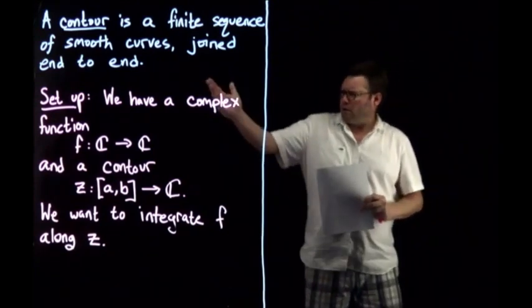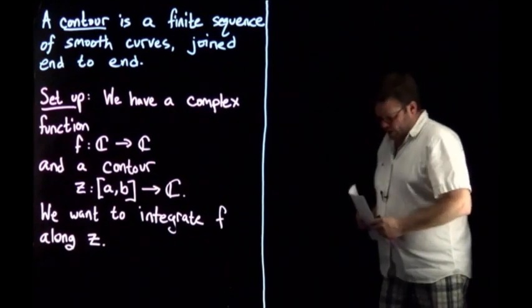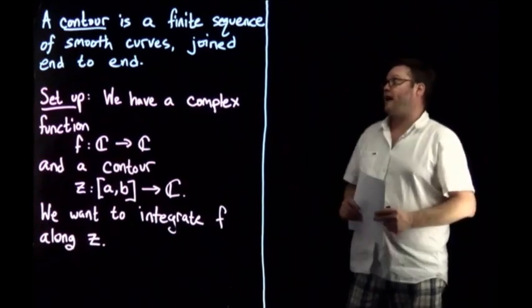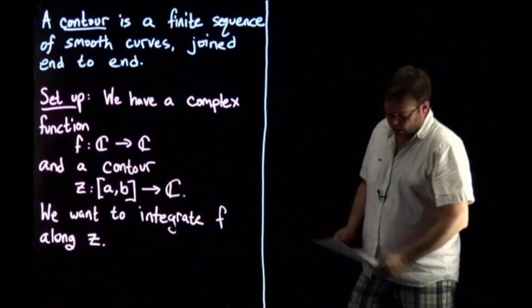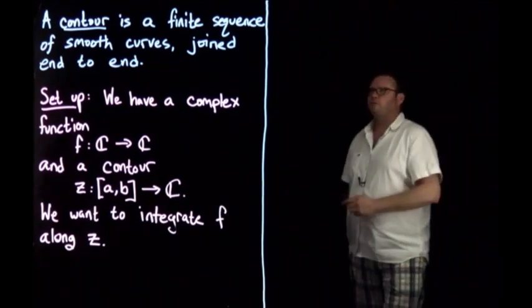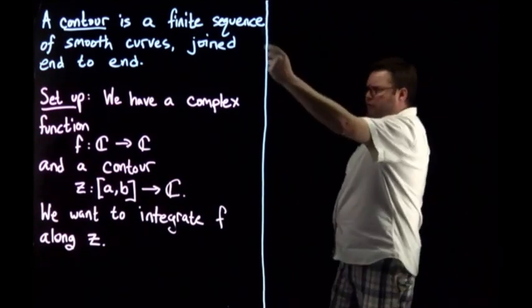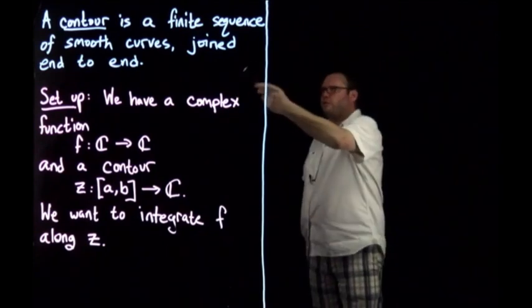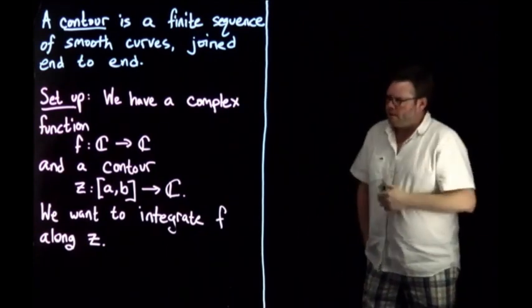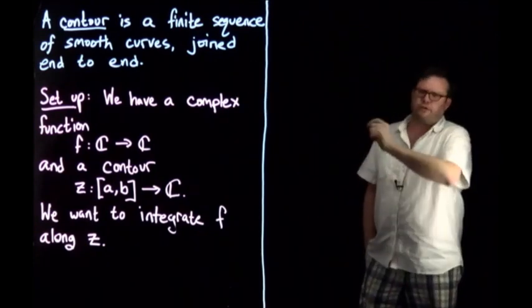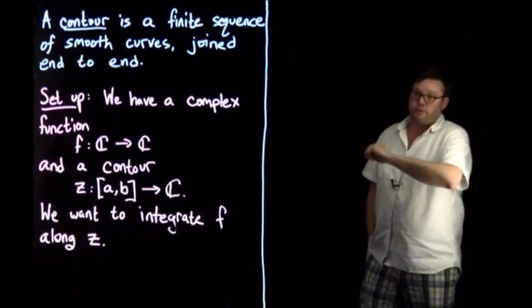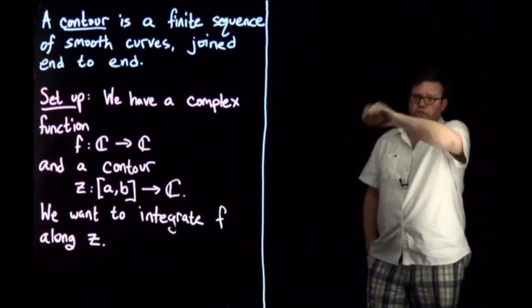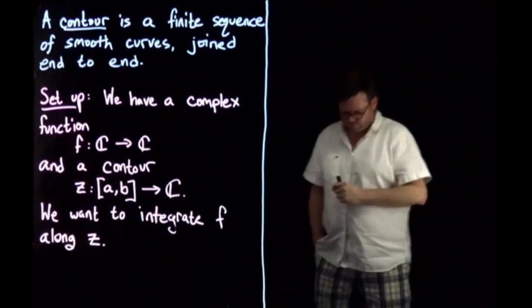Over here on the board I've given us the definition from the end of the last lecture. Remember that a contour is a very nice curve. It's a finite sequence of smooth curves joined end to end. Remember, smooth means that the curves are differentiable and their derivative is never zero, so we never stop when we're drawing the curve.